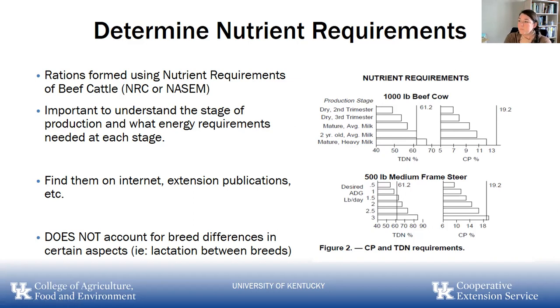For example, if you're looking at feeding out steers, this is not energy for maintenance, it's energy for gain. And they're going to need about 61% TDN and about 19% crude protein. So more protein and pretty good energy.